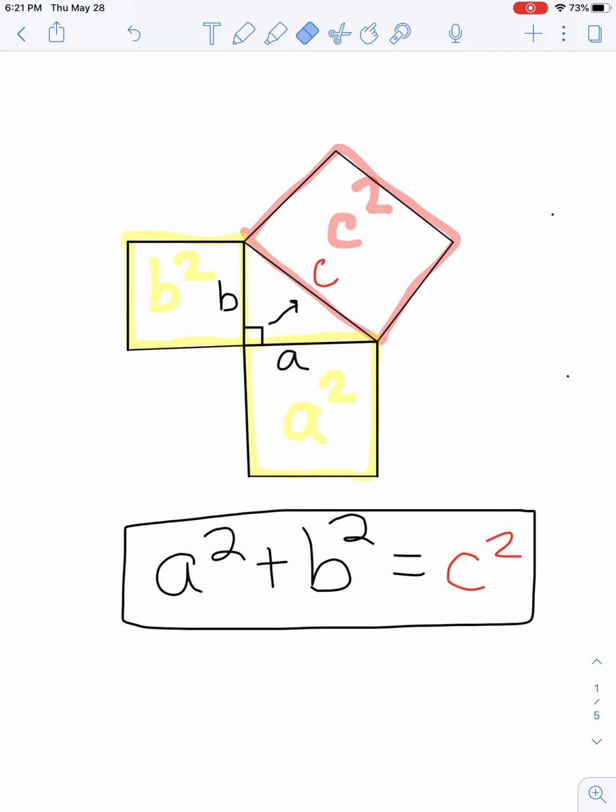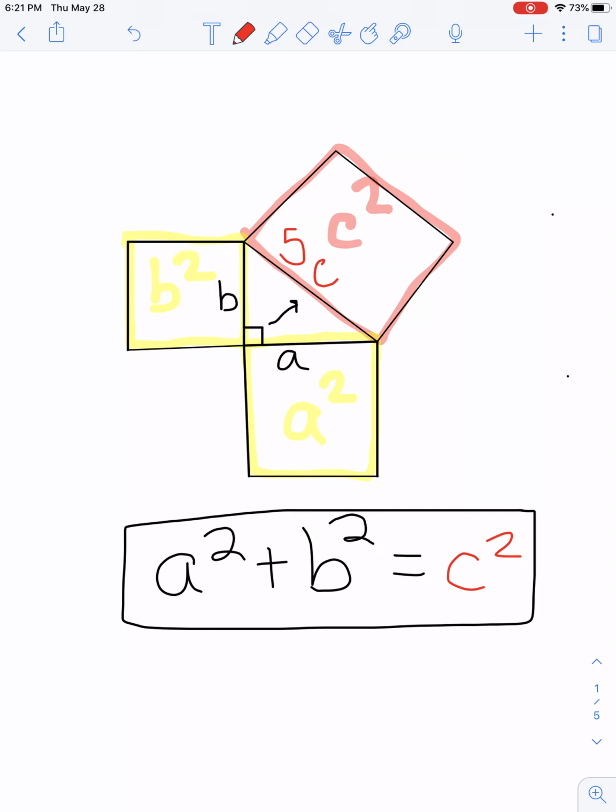So in order to find the area of the larger square, you have to add the area of the two smaller squares. And if you're looking for one of the smaller squares, you have to subtract the other leg square from the hypotenuse square. So that's how Pythagorean theorem works. Let's see what happens when we put some numbers onto our triangle.